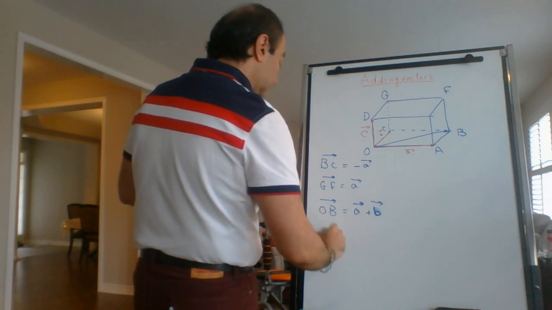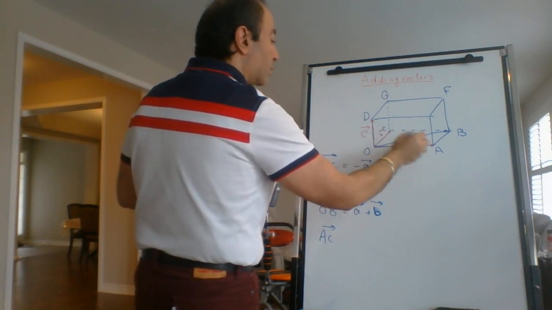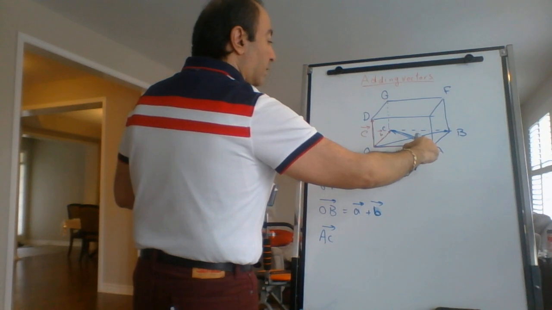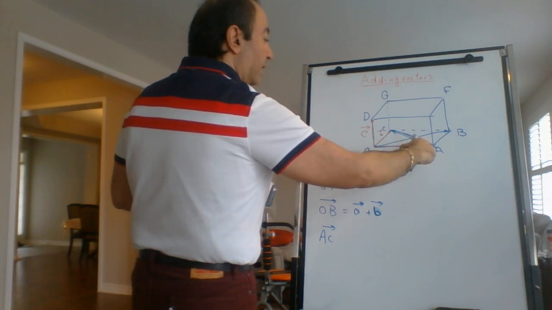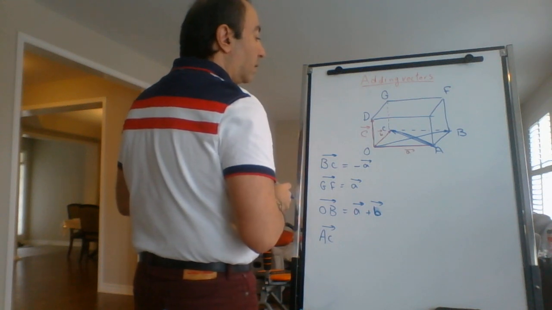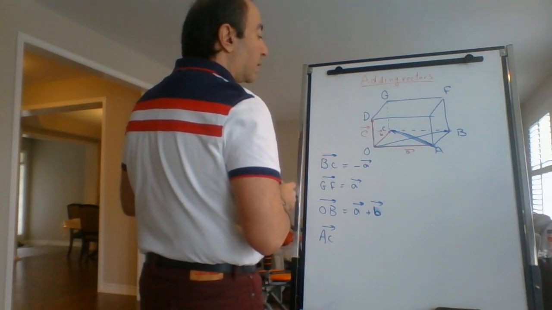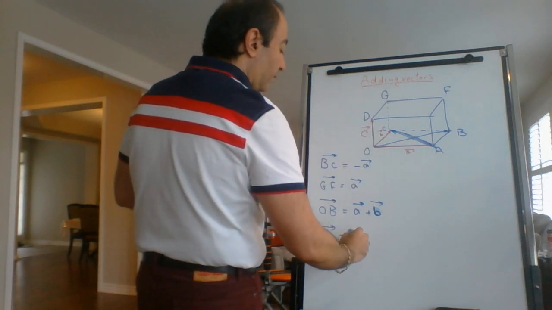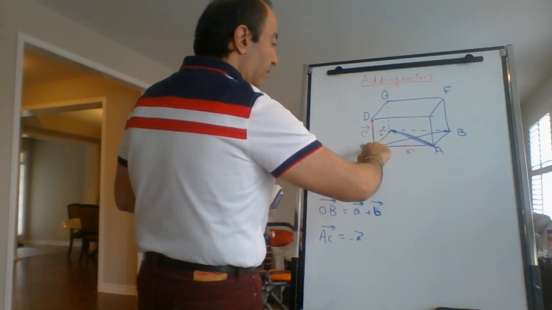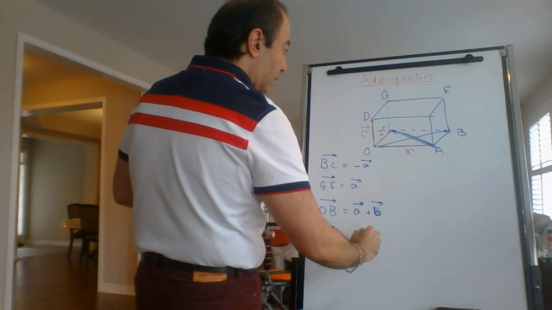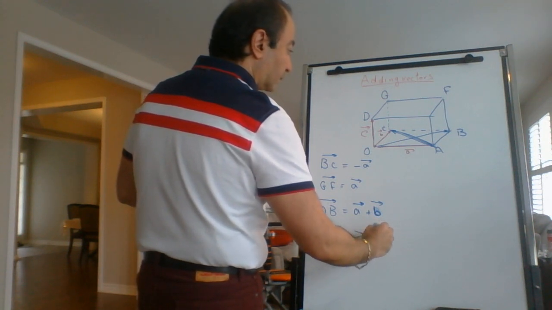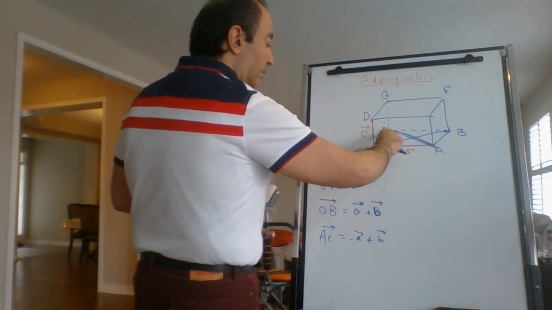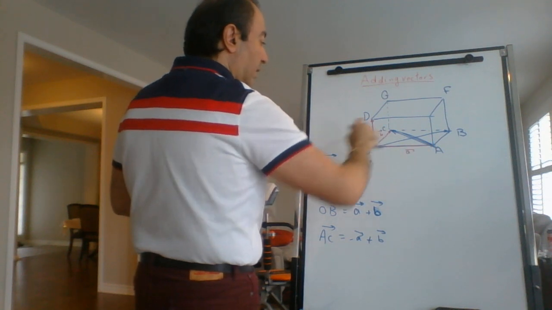Vector AC, this one. It connects the head of vector A and the head of vector C. So I can say that it equals negative vector A, I make the head here, and vector B. If the tail is here and the head here, and then I draw vector B, this will be negative vector A plus vector B.